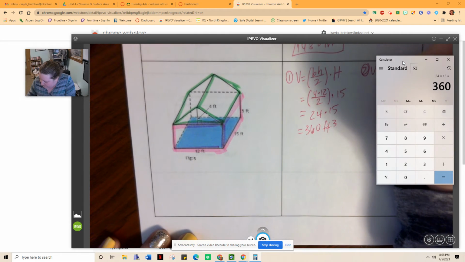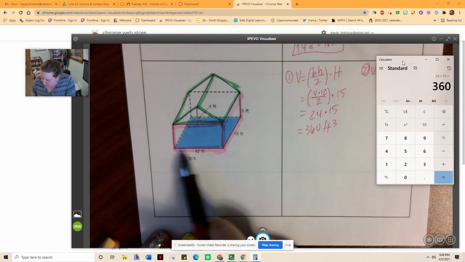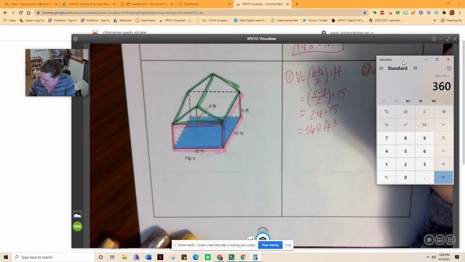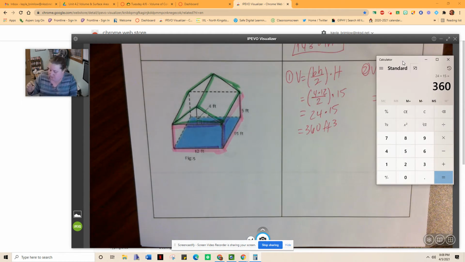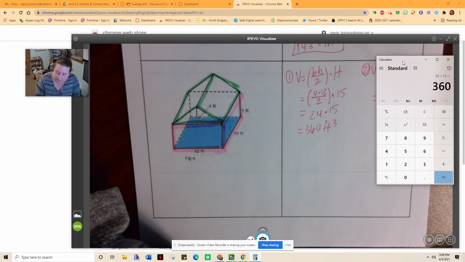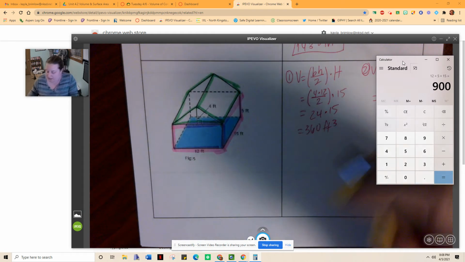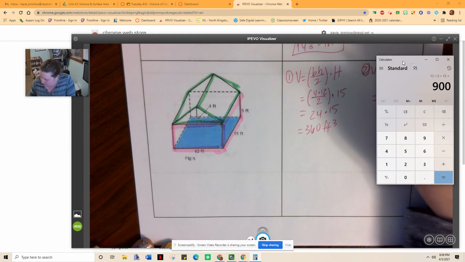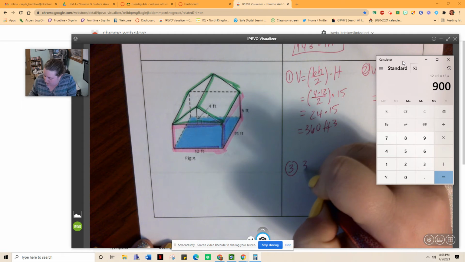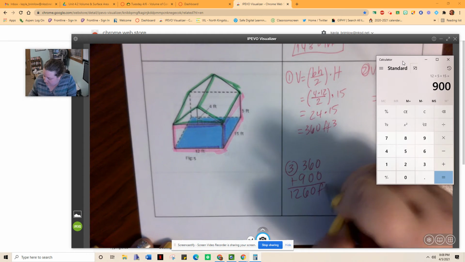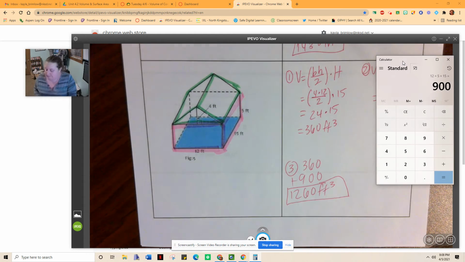And then now I need volume of the rectangular prism. So 12 times 5 times 15. I'm not sure about this one. Let's see. 12 times 5 times 15, 900 feet cubed. Step 3, 360 plus 900, 1,260 feet cubed. Okay. All right, so you should now be able to find the volume of composite prisms.